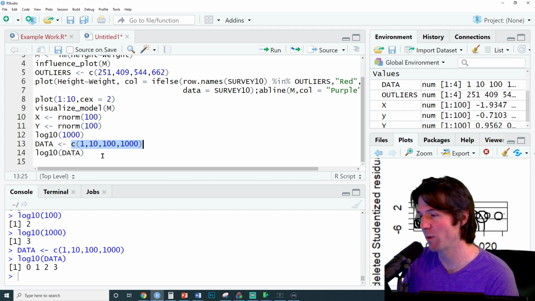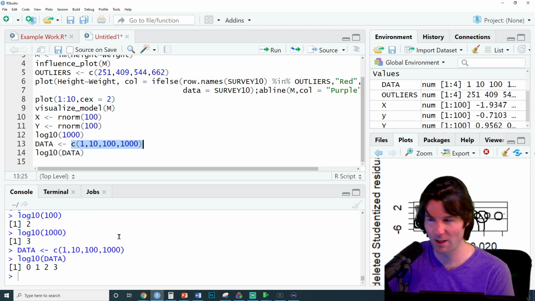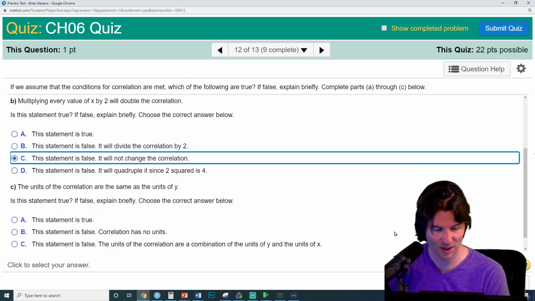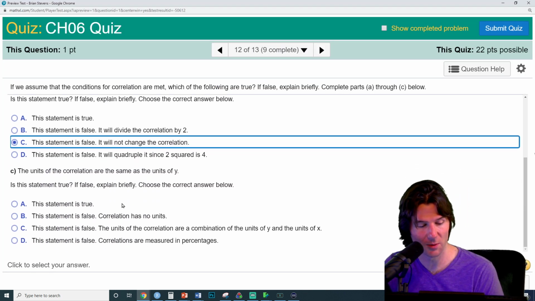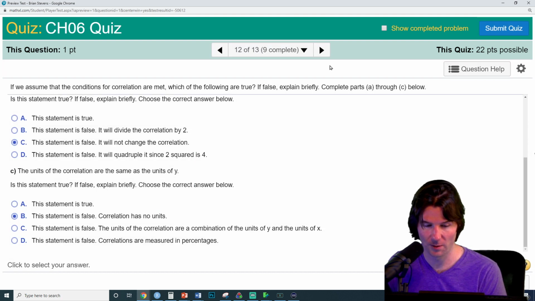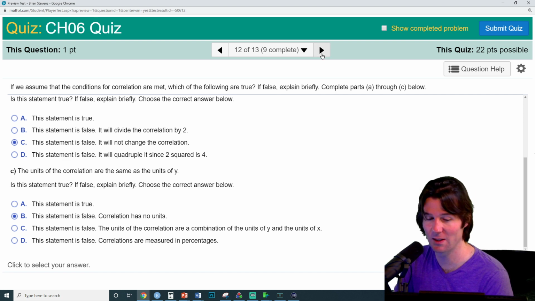Will standardizing the values make the correlation 0? Nope. Great question right there. Zulon and Morgan, great questions. So that's the fun advanced stuff right there. The units of correlation are the same as the units of Y? Nope. Correlation has no units. Did we get everything right? We got everything right. Correlation has no units. It's unitless. It's in z-scores.